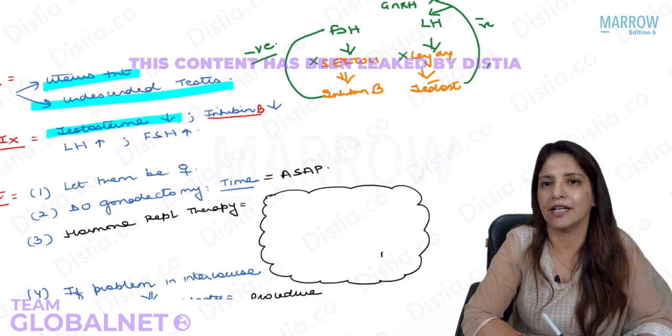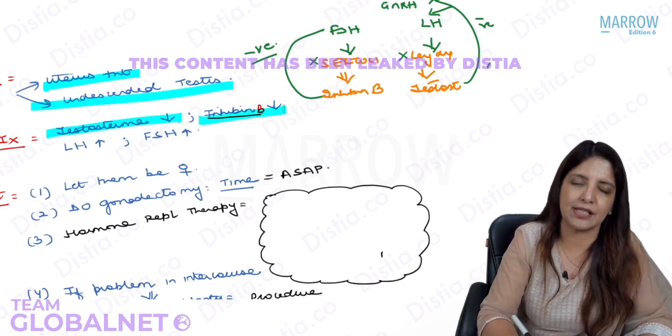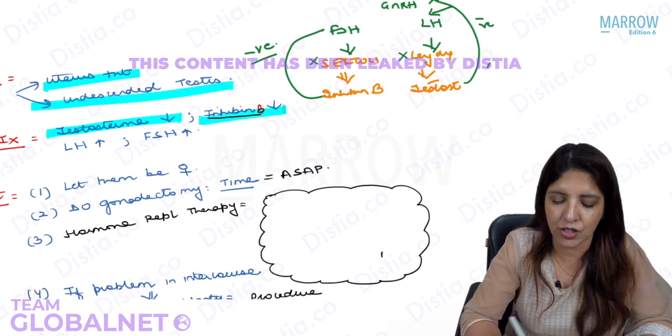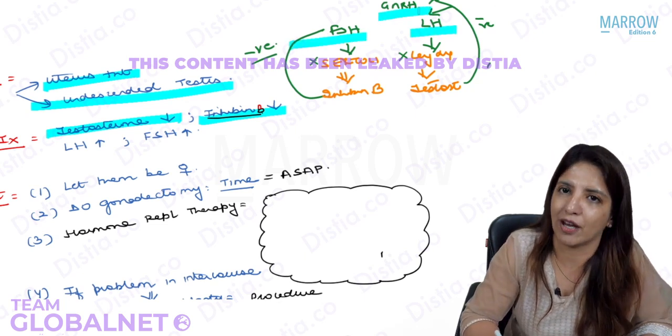Because Sertoli cells and Leydig cells are not functioning, the levels of inhibin B will be decreased, the levels of testosterone will be decreased, whereas the negative feedback on FSH, LH and GnRH is lost. So the levels of LH, FSH and GnRH are high, right?